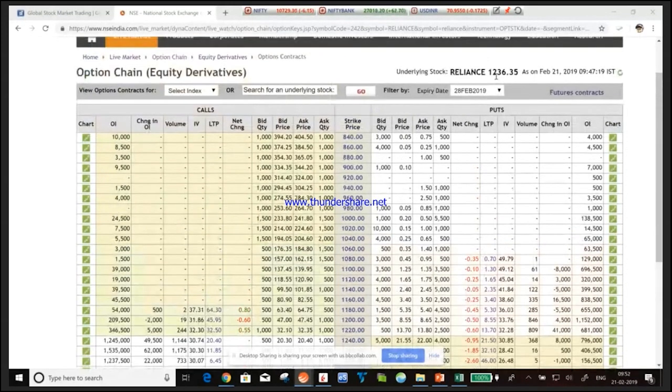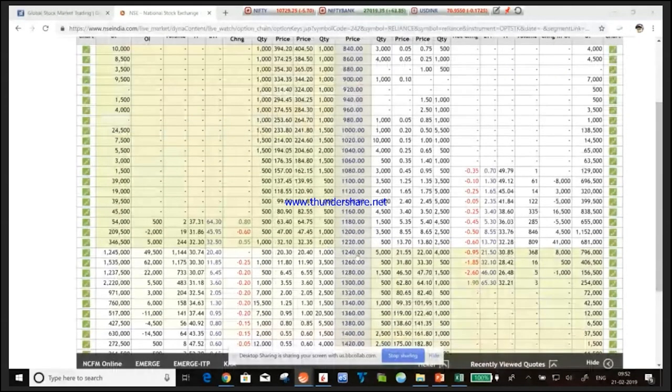So if you see the current market price is 1236, the closest strike is 1240. Now that is the at the money option. So one of them will be slightly out of the money, one of them will be slightly in the money. So here, what is in the money, the put or the call? The put, absolutely correct. And the call is out of the money. Is this clear?